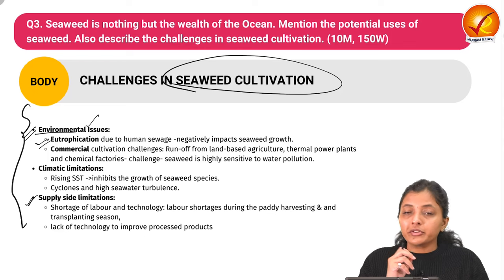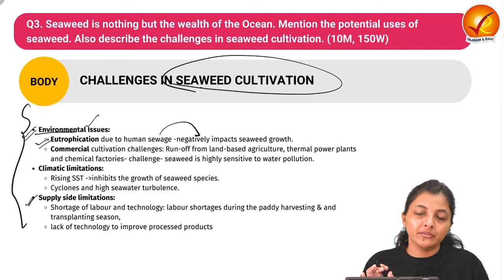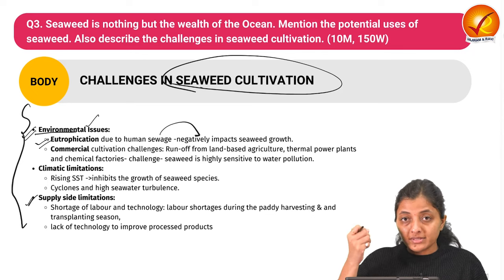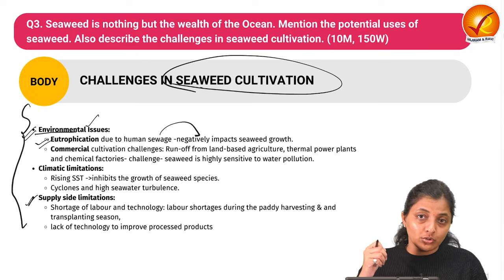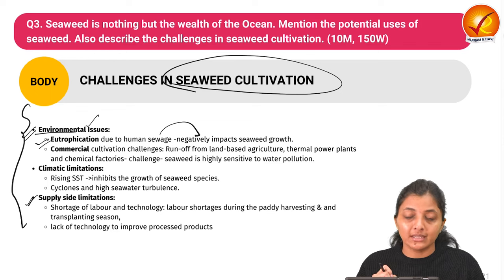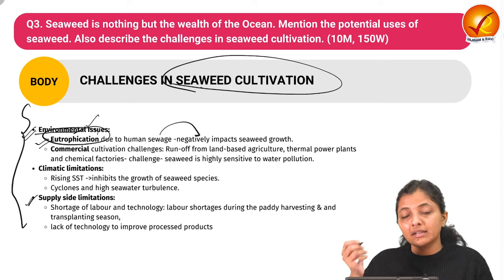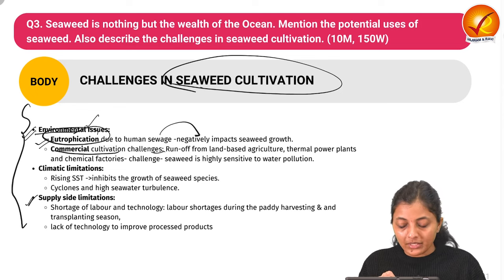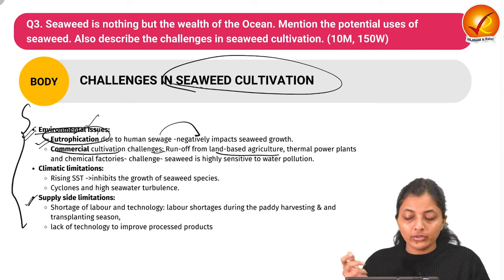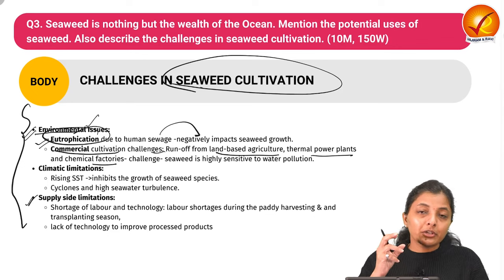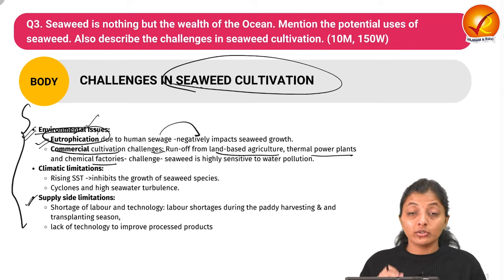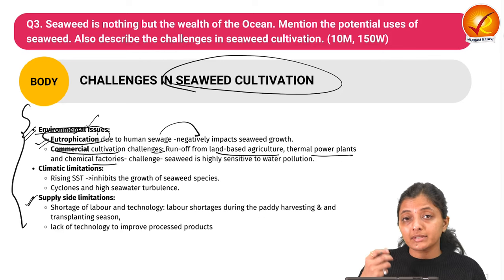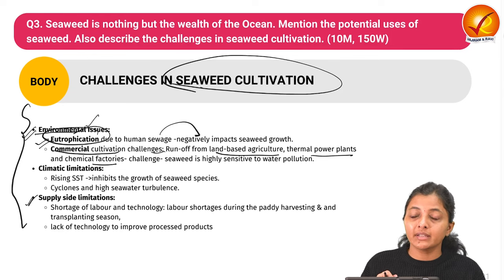First thing is eutrophication due to human sewage, which negatively impacts seaweed growth, because seaweeds grow in proper water characteristics, like there should be proper sunlight, not so much sedimentation load, and an optimal temperature range. So if there is any eutrophication, this negatively impacts seaweed growth. Again, in commercial cultivation there are challenges like runoff from land-based agriculture, and pollutants from thermal power plants and chemical factories, because these seaweeds are highly sensitive to water pollution. So if there is any change in the characteristics of the water body, this hampers the cultivation of seaweed in the water bodies.